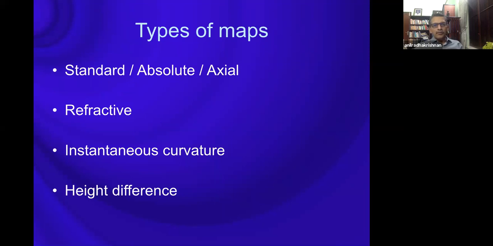So for practical purposes, what we look into is the standard, or absolute, or axial curvature map. The refractive power map also sometimes we look into. Other things are not very important, actually.